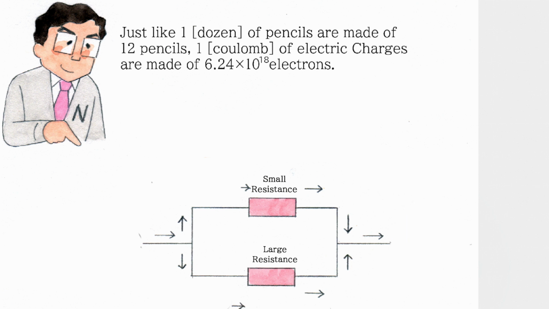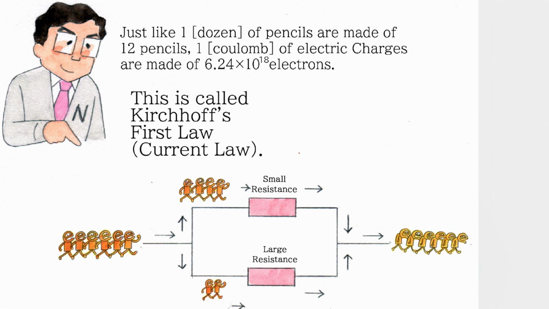Just like 1 dozen of pencils are made of 12 pencils, 1 column of electric charges is made of 6.24 times 10 to the 18th power electrons. This is called Kirchhoff's first law, the current law.